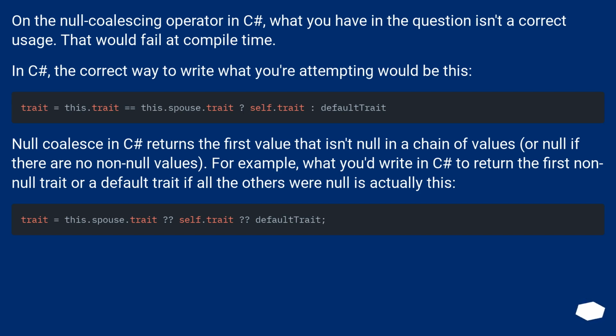Null coalesce in C# returns the first value that isn't null in a chain of values, or null if there are no non-null values. For example, what you'd write in C# to return the first non-null trait or a default trait if all the others were null is actually this.